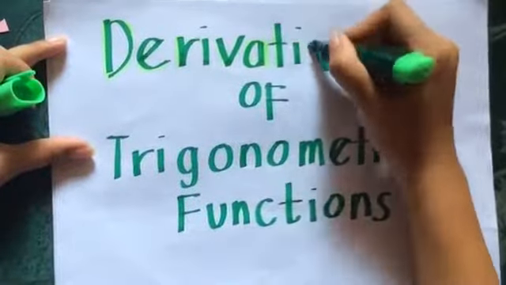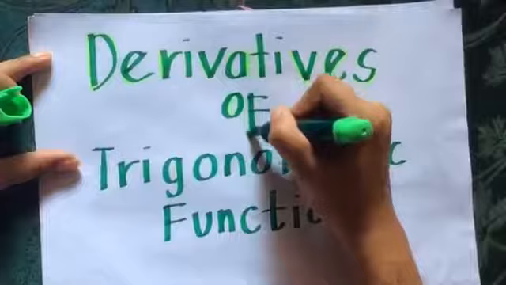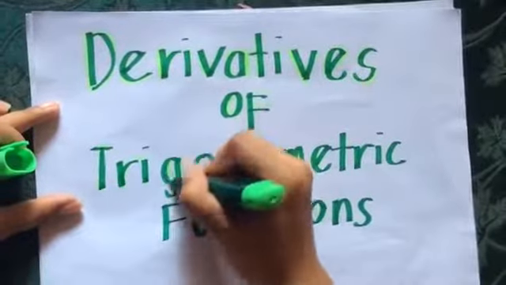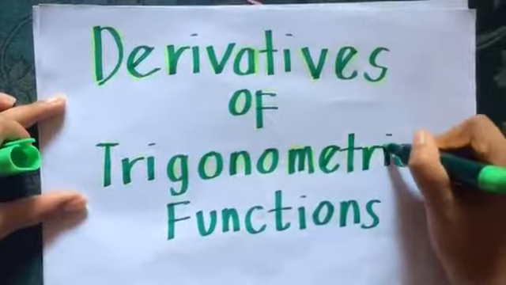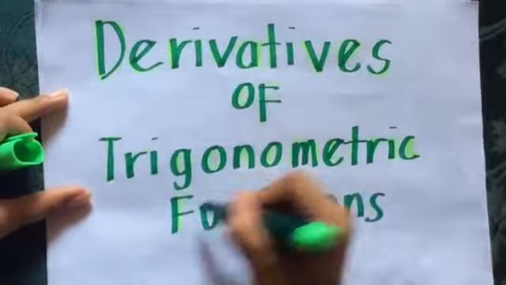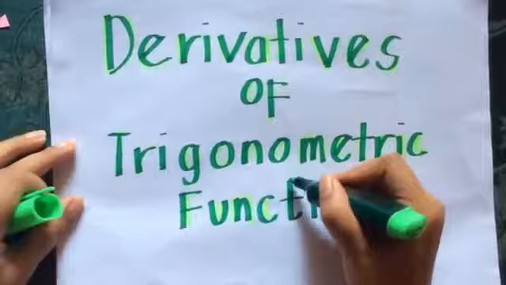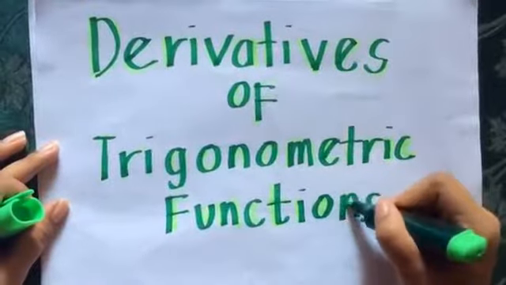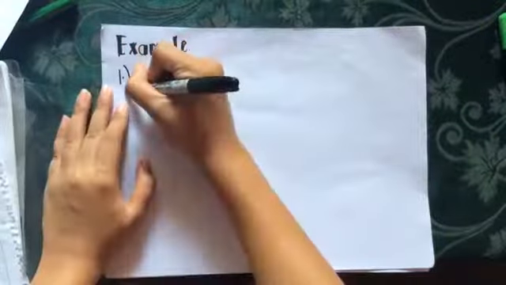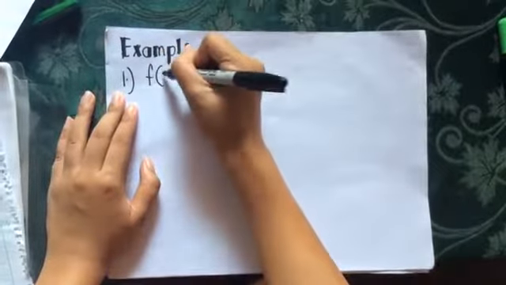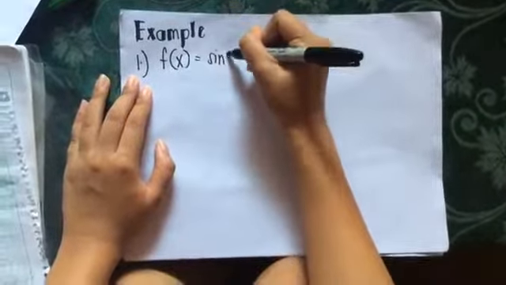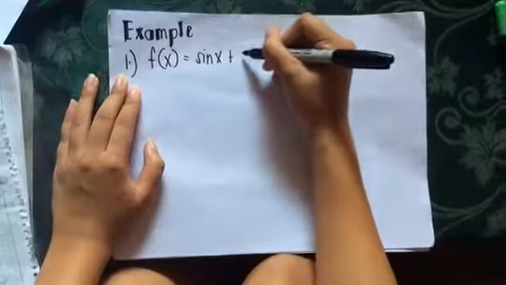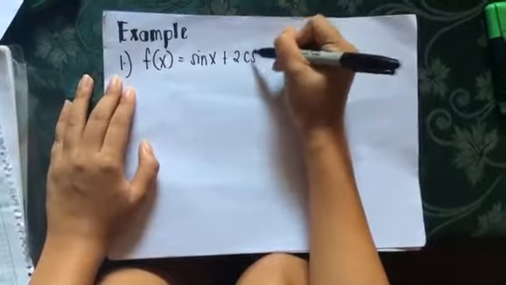For the derivatives of trigonometric functions, let's take a look at an example. Our example will be sine x plus 2 cosecant x.